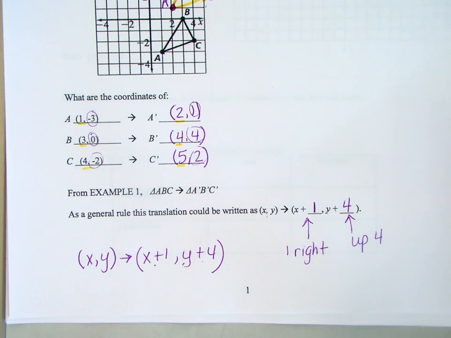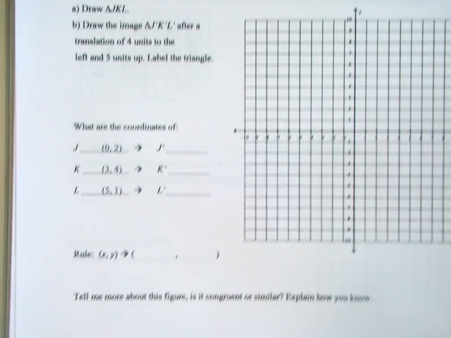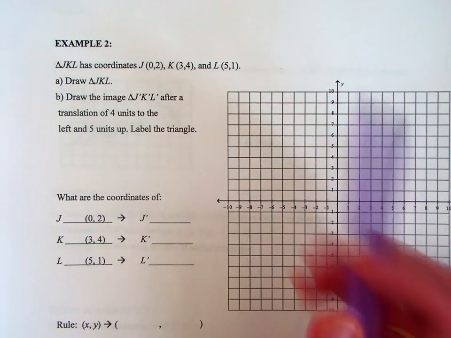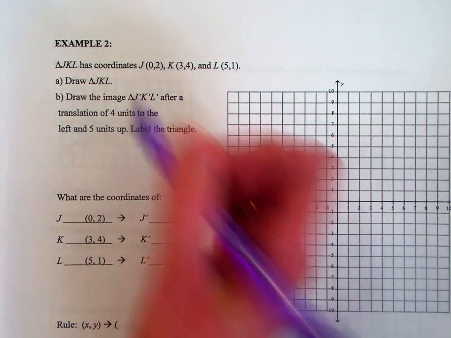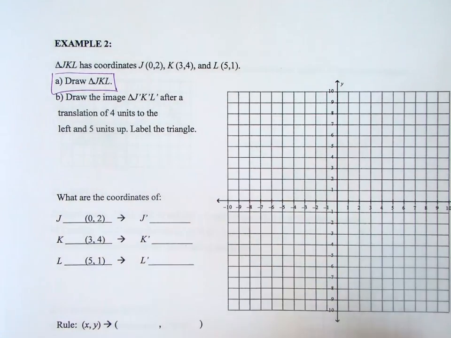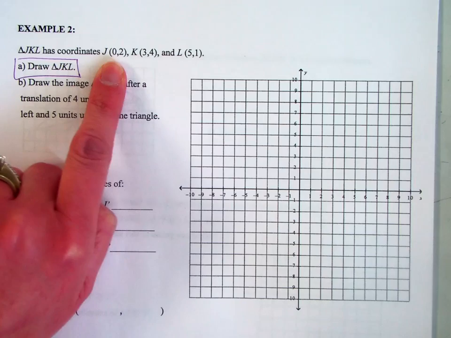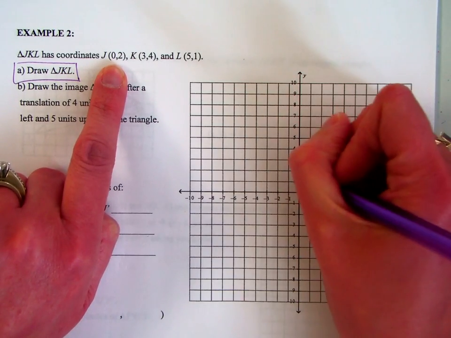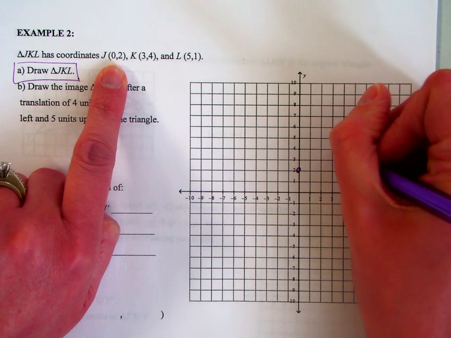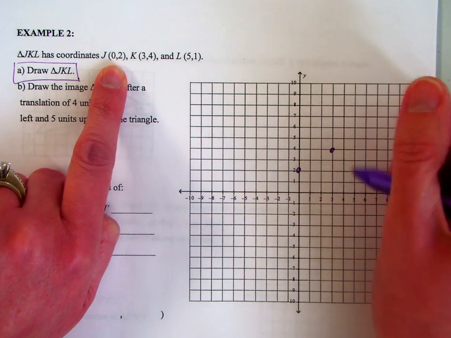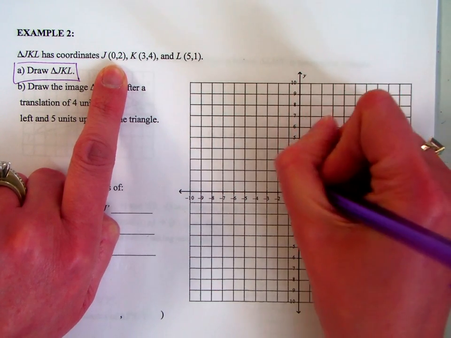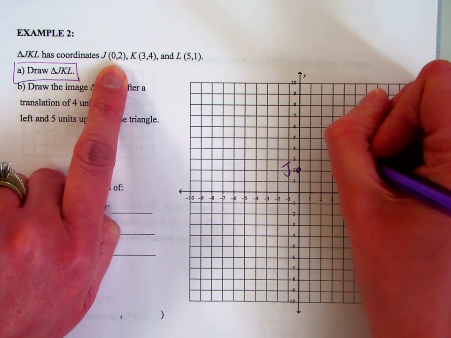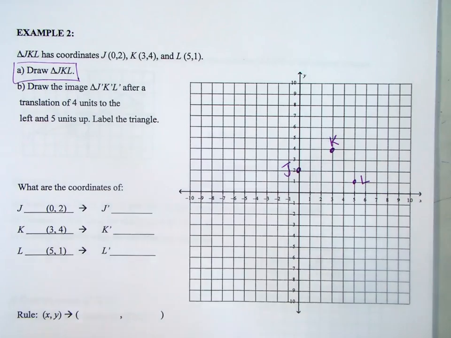All right, let's take a look at example 2 on the next page. So now we have triangle JKL with these coordinates. So our first step is that we actually want to draw this triangle out. We're going to have to plot these points on the graph. So we have 0, 2, 3, 4, and 5, 1. And I'm going to label those points as well. This was J, K, and L. All right, and notice it's going to make a triangle once we connect those.